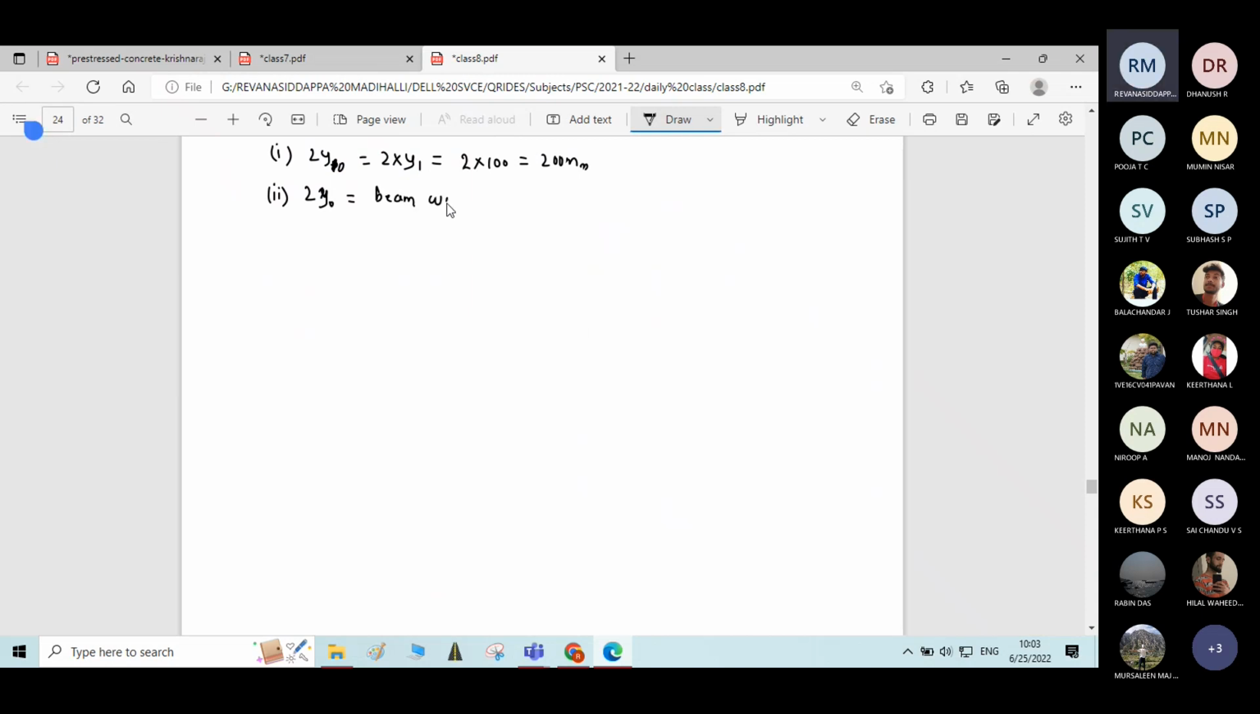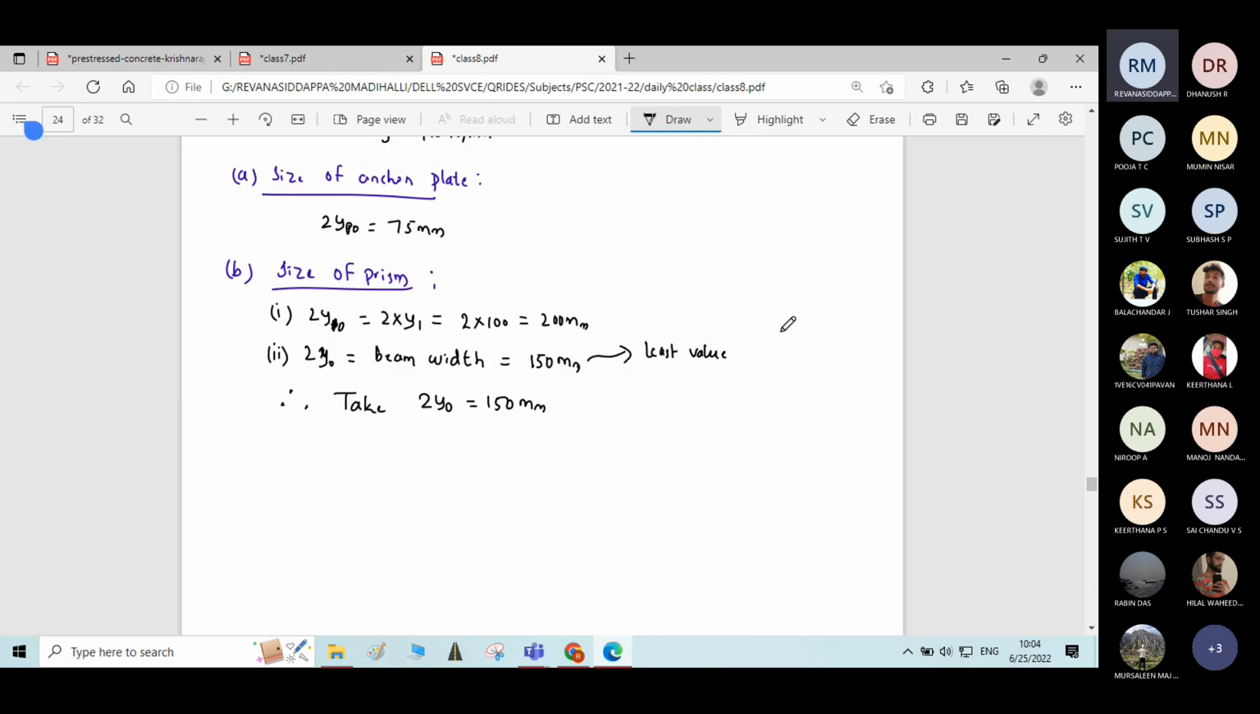Beam width, which is equal to 150 mm. So out of these, this is the least value, 150 mm. Therefore, take the size of the prism 2y0 equal to 150 mm.